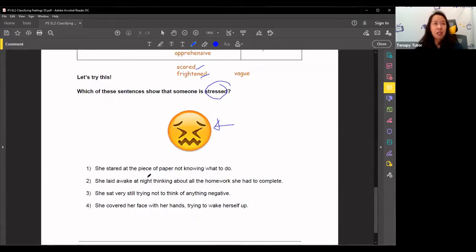She stared at the piece of paper, not knowing what to do. She laid awake at night thinking about all the homework she had to complete. She sat very still, trying not to think of anything negative. She covered her face with her hands, trying to wake herself up.